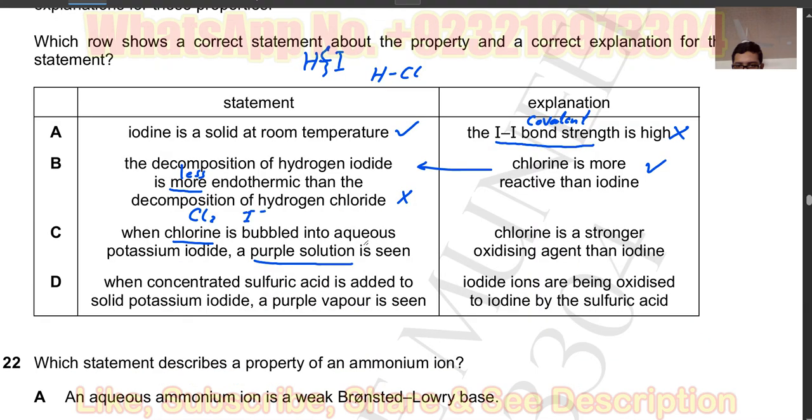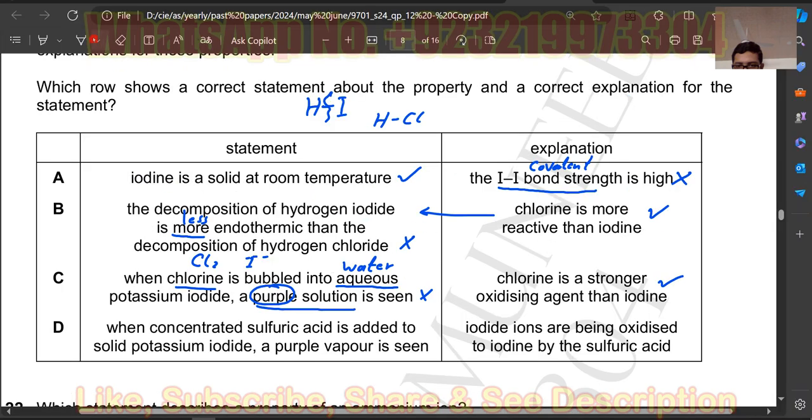So in this question, it says the aqueous solution, which means it contains water. Water is a polar compound, so it should not be purple. Instead, it should be the brown color. So that's why it is incorrect. However, the statement that chlorine is a stronger oxidizing agent than iodine is correct. This is a correct statement.